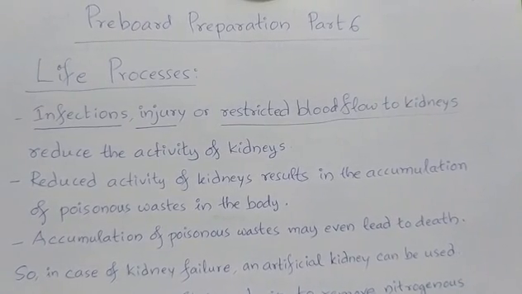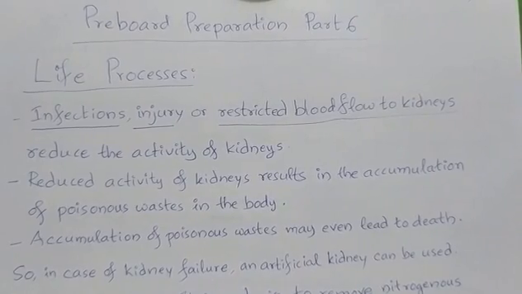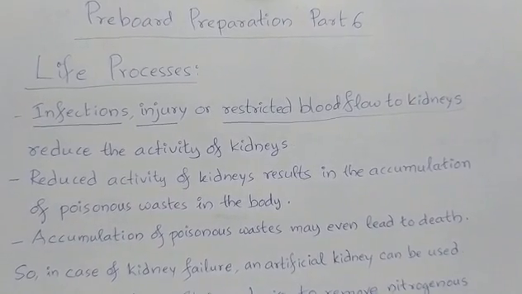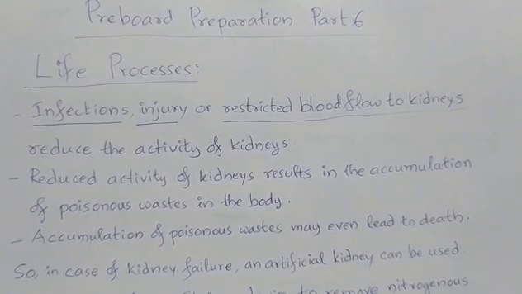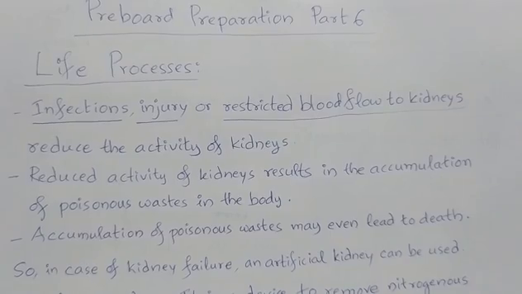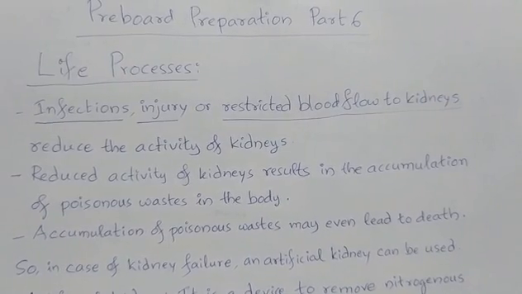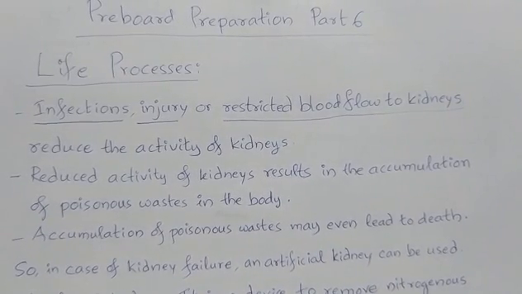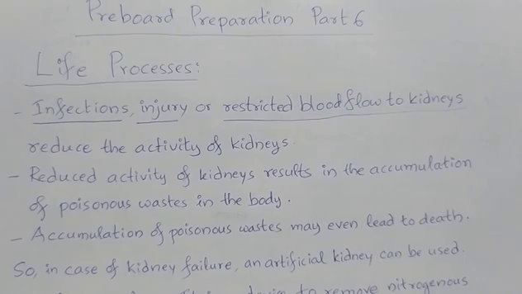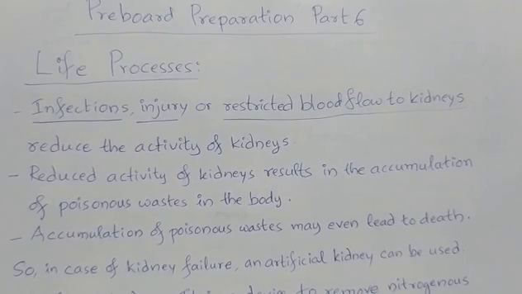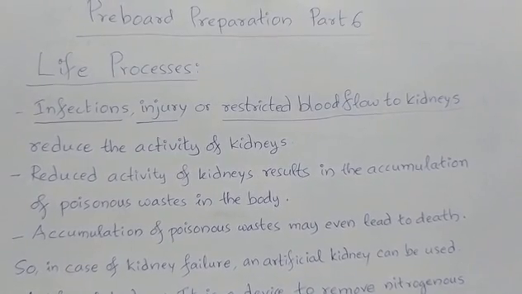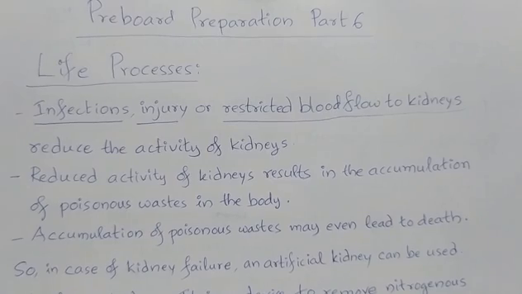In the last class, we discussed the human excretory system: kidneys, ureters, urinary bladder, urethra, and how urine is formed. The function of kidneys is to filter the nitrogenous wastes from the blood, making the blood pure, or devoid of nitrogenous wastes.